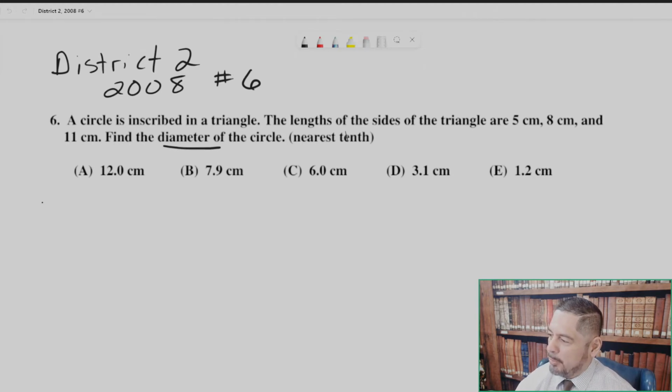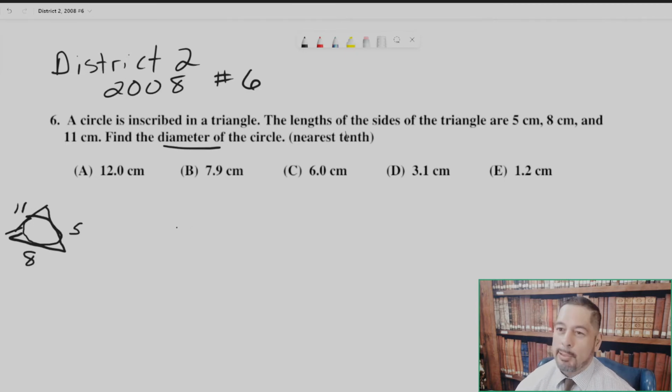So a quick little brief sort of picture here. You have a triangle, and you have an inscribed circle. This is going to be hard for me to draw here. The lengths of the triangle are 5, 8, and 11.